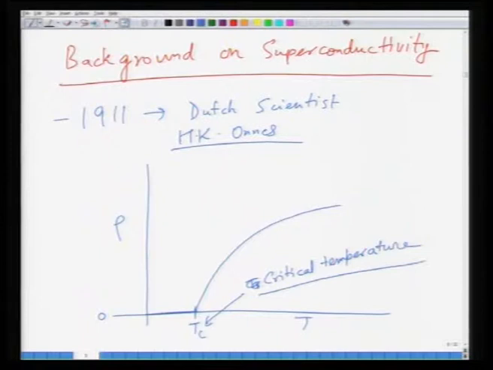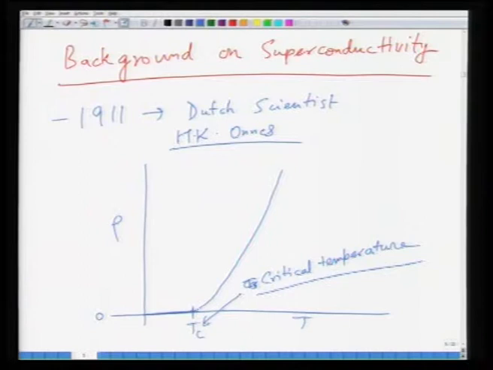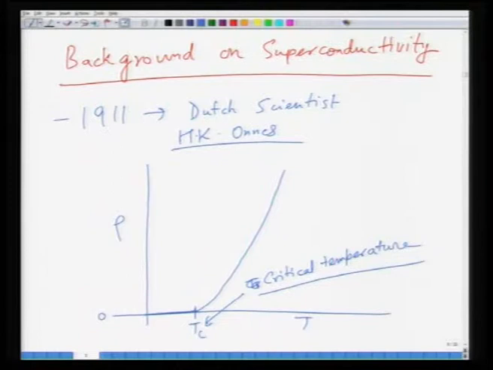Beyond this temperature, the behavior is not like this, but rather, if you take it above TC, it is sort of like this, and then of course it follows some sort of power law when you reach normal temperatures. So essentially there is a drop of the electrical resistance of the material to 0 ohms below a particular temperature, which is called TC or critical temperature.